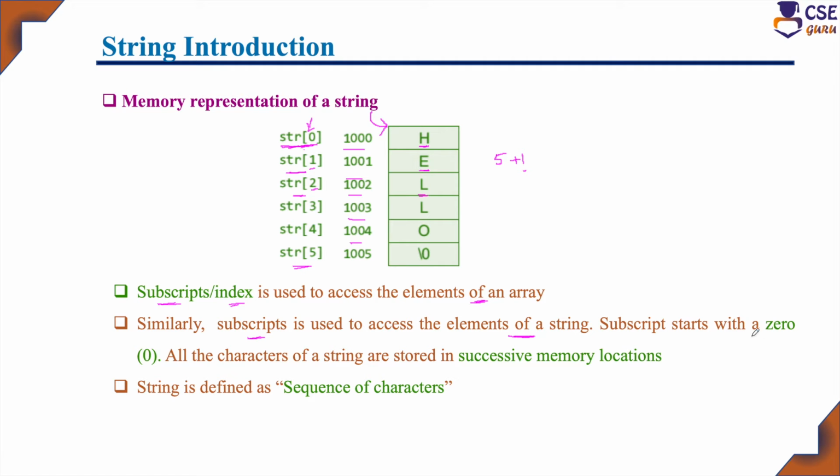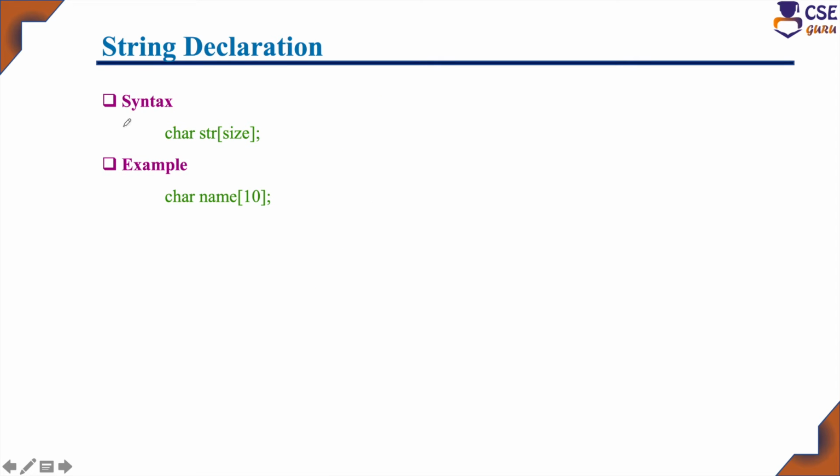And here also the subscript starts with 0 and all the characters of the string are stored in successive memory locations. That is sequential memory locations or contiguous memory locations. It will store the next character. So a string is defined as a sequence of characters stored in sequential memory locations. How do we declare a string?